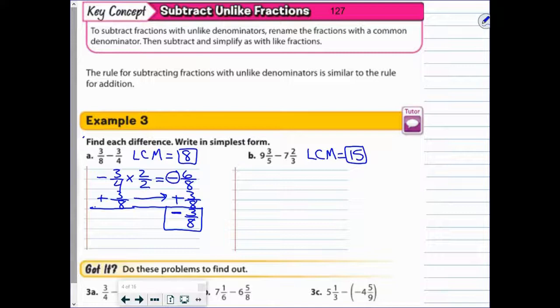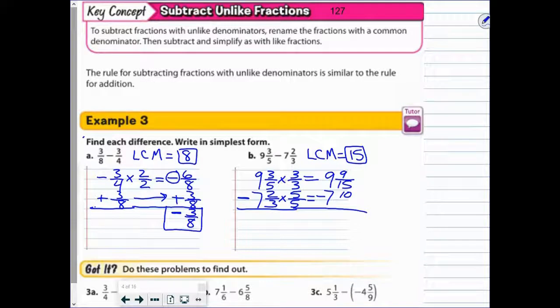Different signs, we're going to line them up. Larger looking number on top, 9 and 3/5. Smaller looking number on the bottom, -7 and 2/3. We're going to turn our fractions into fractions with common denominator by multiplying 3/5 by 3 over 3. We're going to multiply 2/3 by 5 over 5. We're going to get positive 9 and 9/15 as our top fraction. We're going to get -7 and 10/15 as our second fraction. Well, we have a problem.